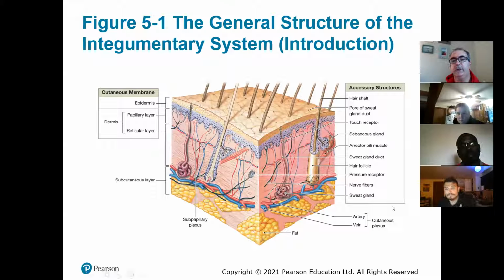Okay, and so over here on the accessory structures, all of these accessory structures are found in the dermis, including a hair, right? So the shaft of the hair pokes out through the skin, but the hair itself is embedded in the dermis, right? And this would be the hair follicle. It's embedded in the dermis. Why do you think mammals have hair?